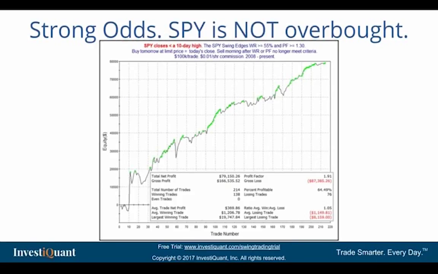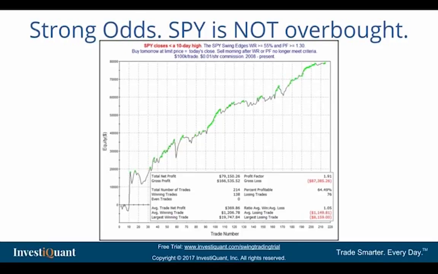Now, what if it's not overbought? What if we're less than a 10-day high? That's all we're looking at here. SPY closes less than a 10-day high, and we got good numbers. Now that's a system, right? Total profits are strong. Profit factor jumps from, what was it, 1.1 on the last slide to 1.9 here. You're right on most of your trades, and the curve looks just like you would want it to look, right? Heads higher over time. A lot of new highs, not a lot of big dips.